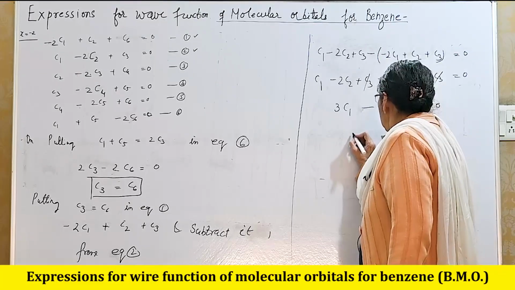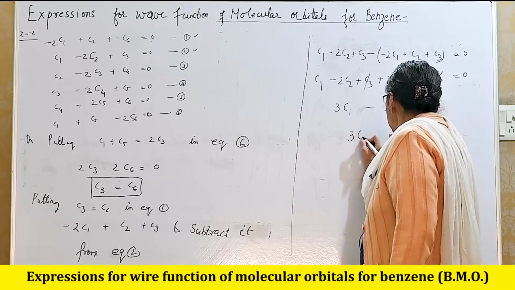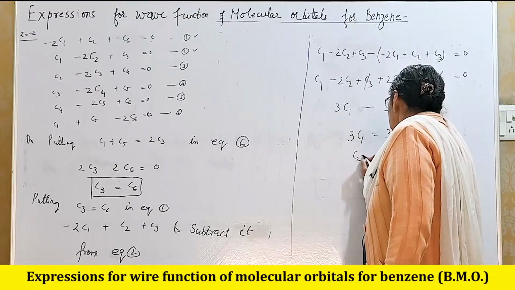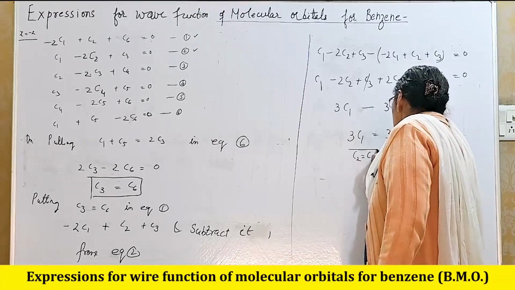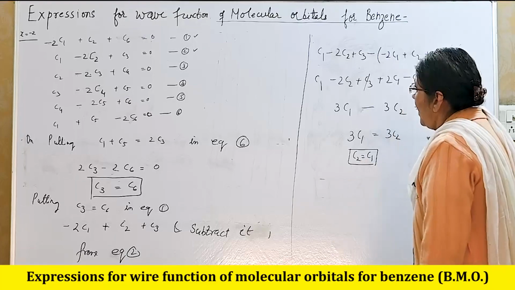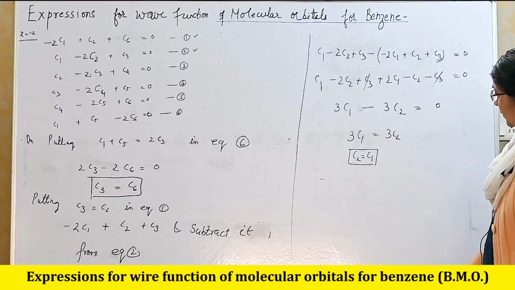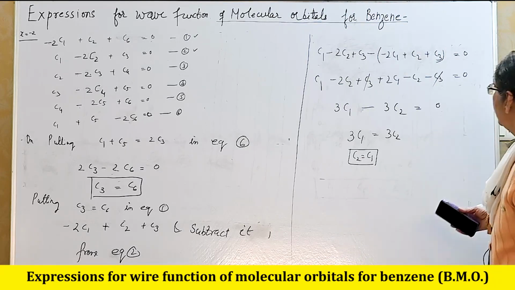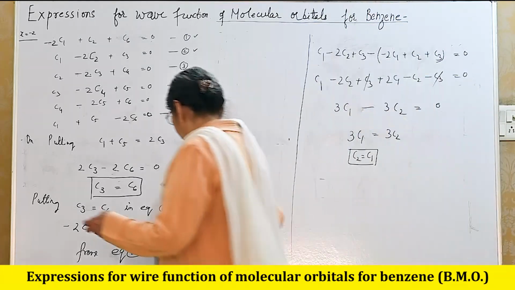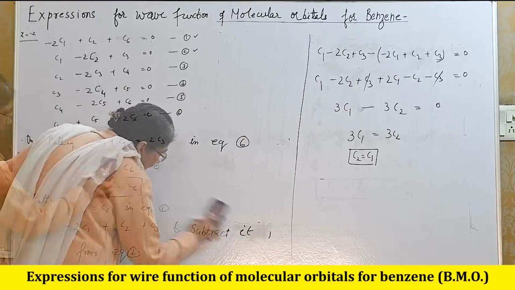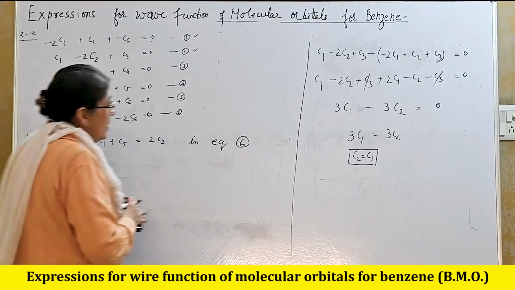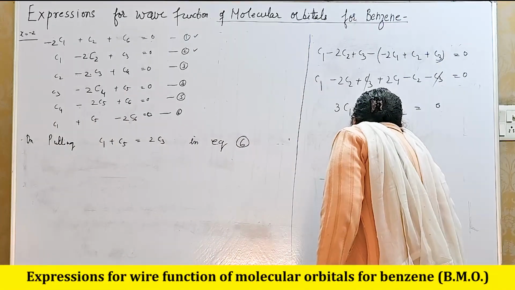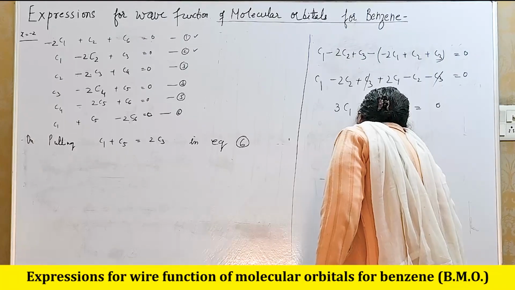Therefore, 3C1 is equal to 3C2. Therefore, C2 is equal to C1. So, that one relationship we have got, C2 in terms of C1. And one relationship we got that C3 is equal to C6. This is the second relation.